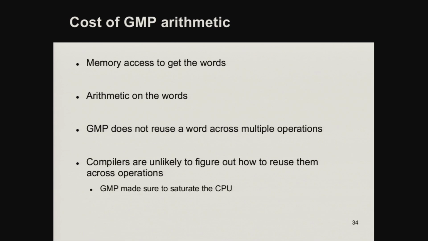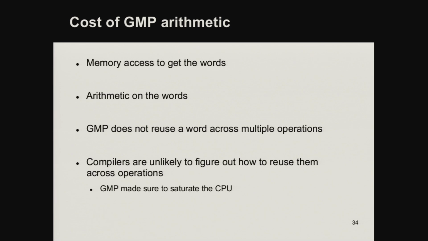So what does it cost when you're doing the GMP arithmetic? There are two parts. There's memory access to get at the words, and then there's arithmetic on the words once you have them. GMP does not reuse a word across multiple operations. It takes a pair of operands, does the operation on them, loads all the memory, uses it once, and then it's done with it. If it needs it again, it loads it again.